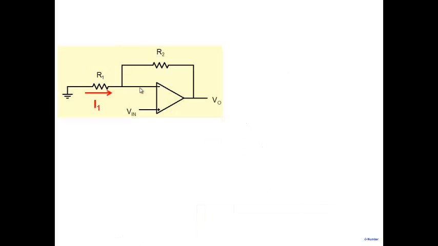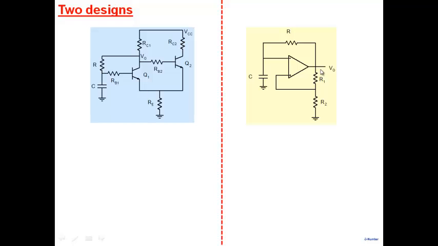Isn't this the same as this part that you see here? R1, R2, and the voltage is here. Remove the R and C. Isn't it the same? There's nothing but a Schmitt trigger. Correct?